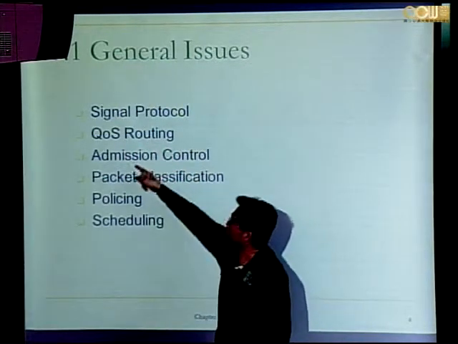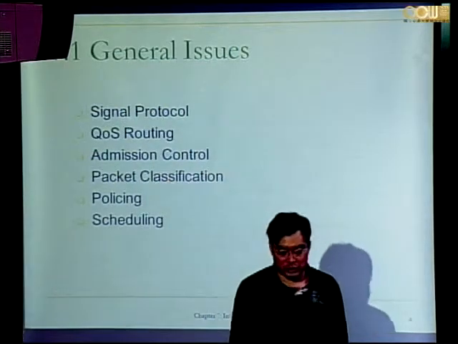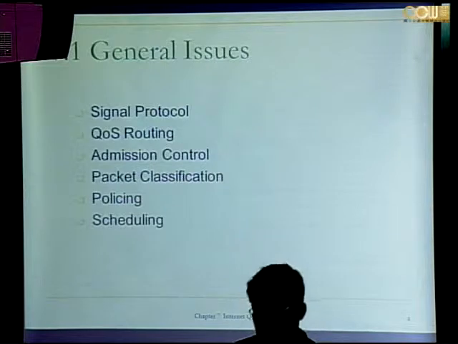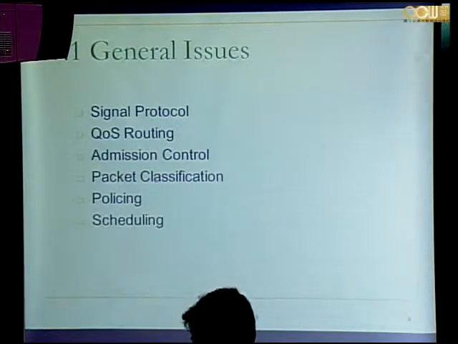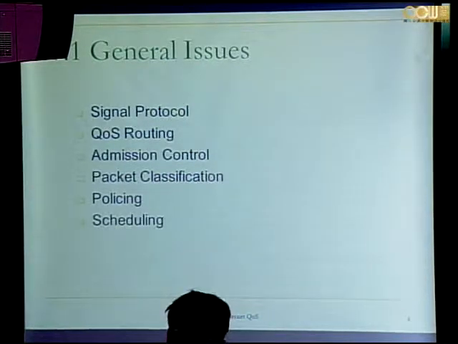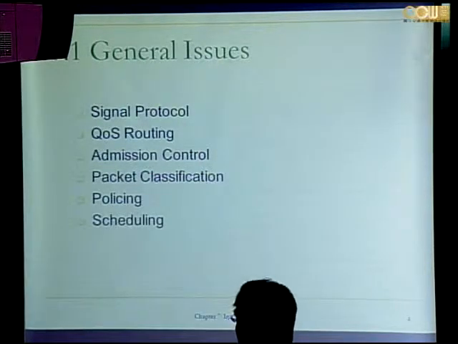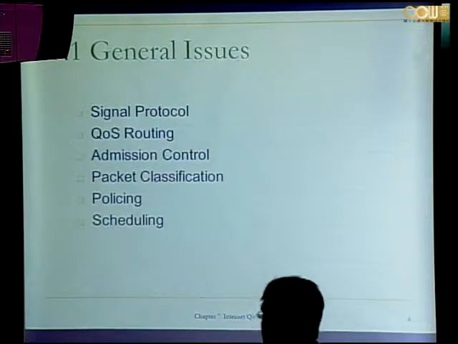And then each router needs to do admission control. Can I admit this flow to this link, considering the bandwidth it needs? So then you need admission control at the router.